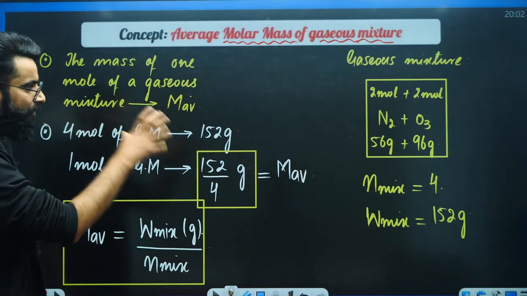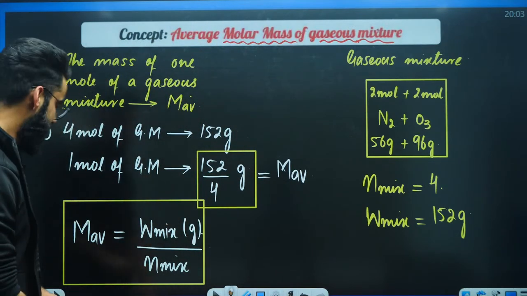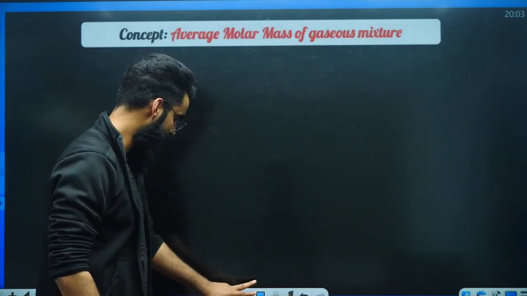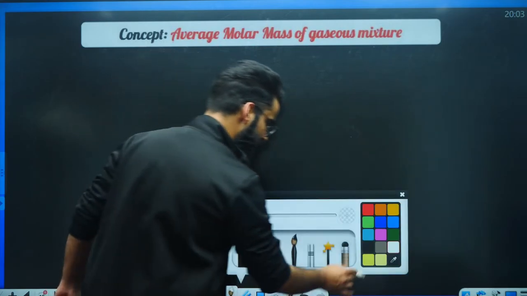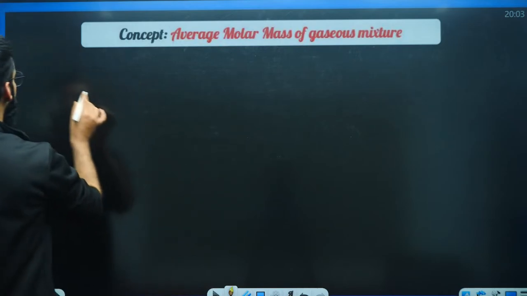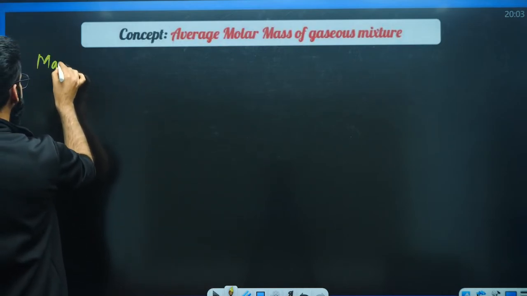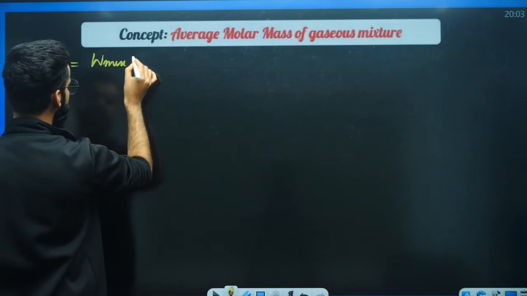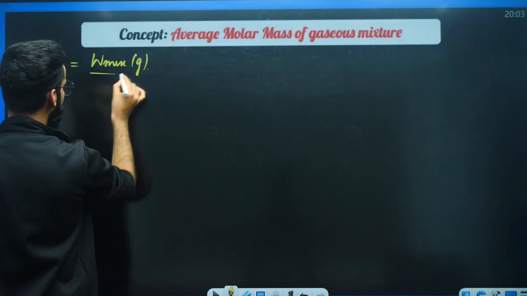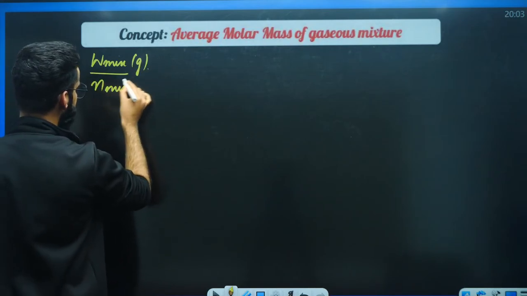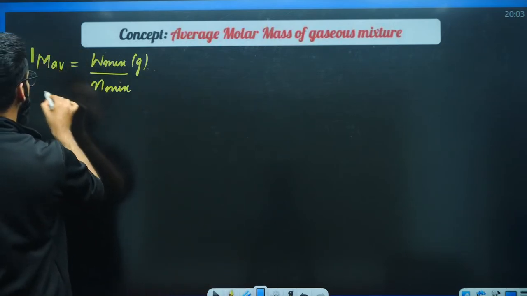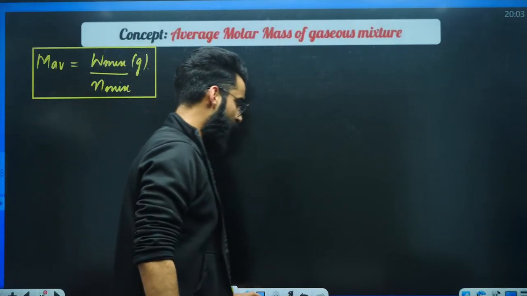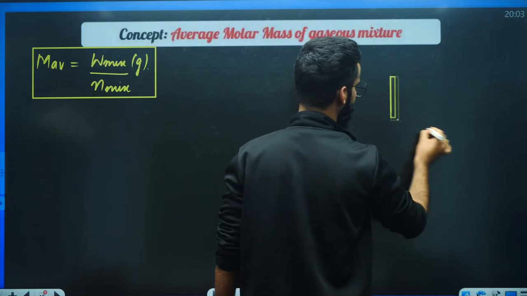Now, dear students, let's elaborate all this. Let's make certain results so that you can solve the questions in very less time. Before making the results, what is the formula by means of which you can calculate the average molar mass of the gaseous mixture? It is equal to the mass of the gaseous mixture in grams divided by the total moles present in the gaseous mixture. This is the first result by means of which we can calculate the average molar mass of the mixture. Now, what are the other results which will save your time?